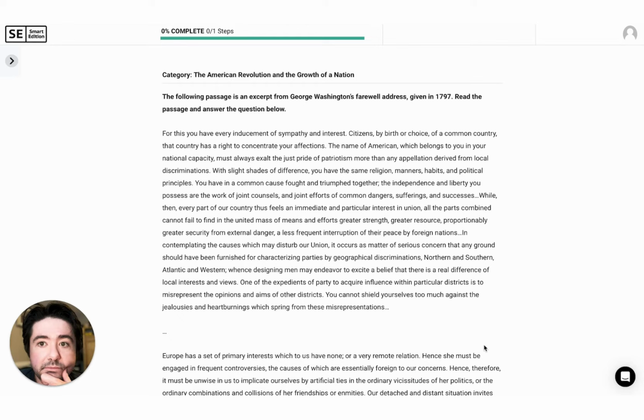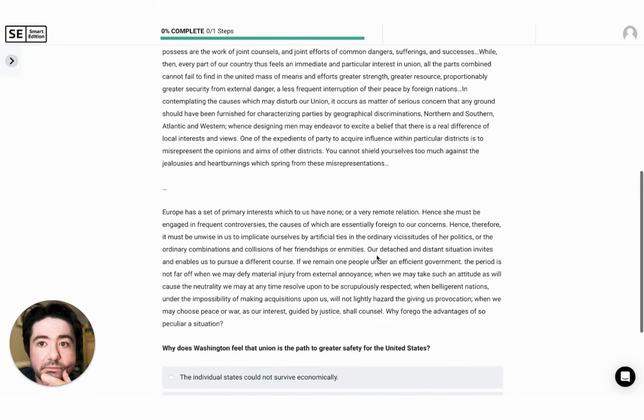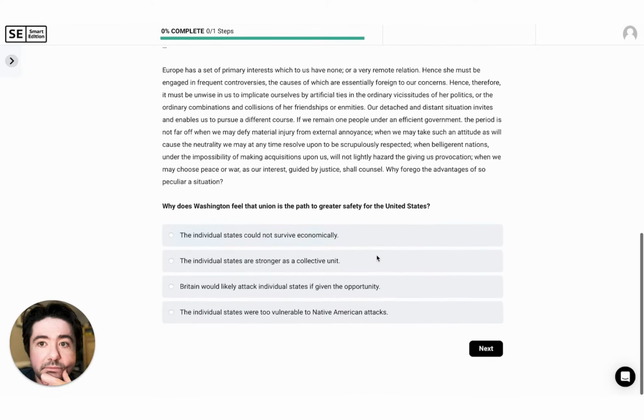Let's see what this passage throws at us in question 4. Okay, like I said before, we already have a question that's talking about this paragraph. We're probably, maybe not, going to have a question about paragraph 2. So let's keep that in mind, and maybe that's right. Why does Washington feel that the Union is the path to greater safety for the United States? The individual states could not survive economically. The individual states are stronger as a collective unit. Britain would likely attack individual states if given the opportunity, or the individual states were too vulnerable to Native American attacks.